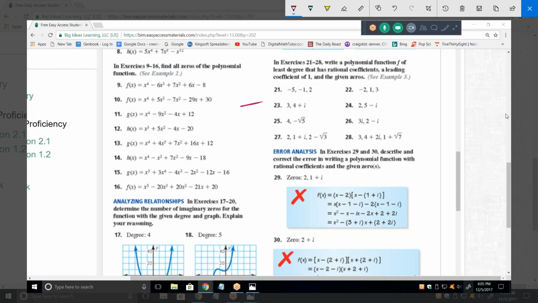3. So cubic. So they've given us 2 zeros. What's the third one? The opposite, 4 plus i, so 4 minus i. Now, turn those into 3 linear factors.